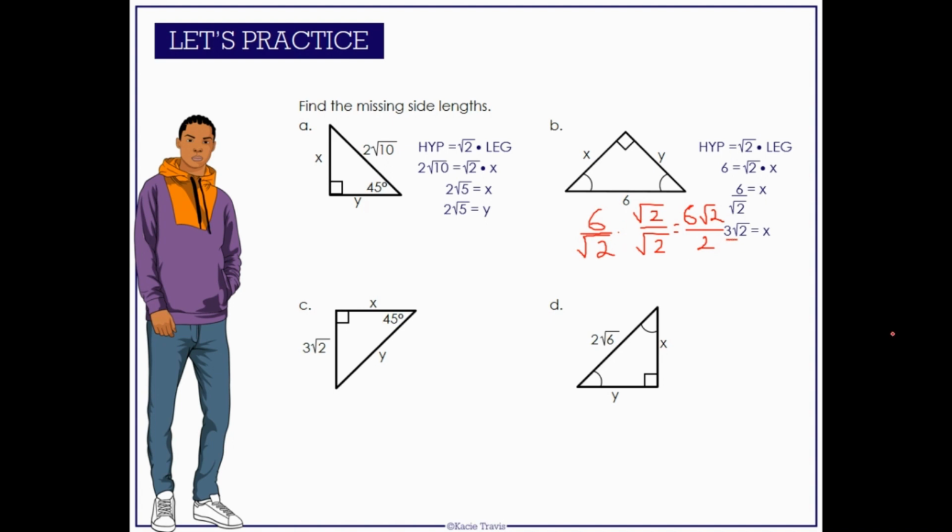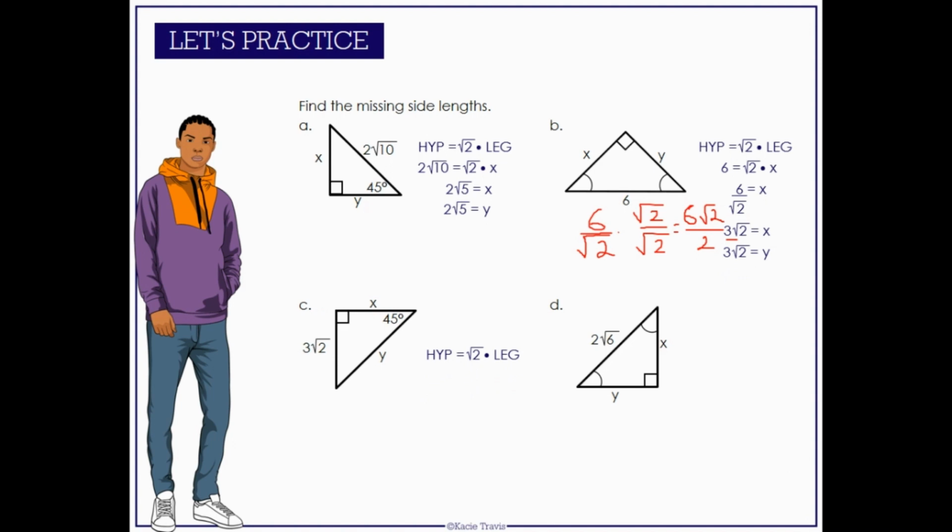Now, for your other 2, you got a leg, and they're looking for the hypotenuse. So let's work for it. Our leg here is 3 square root of 2. And we're looking for y, which is the hypotenuse, and x, which is your leg. So let's first look at this.